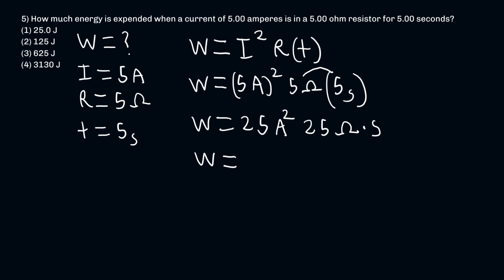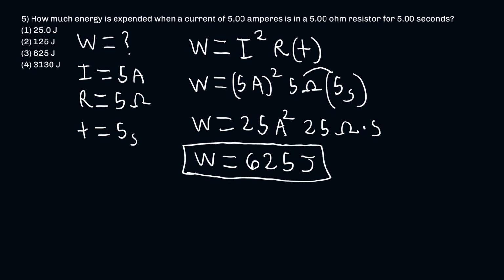25 times 25, you may have memorized this from math class. So 25 times 25 is going to give me 625 joules. And that is going to be my answer. Answer choice 3, 625 joules. So let's move on to our next example.